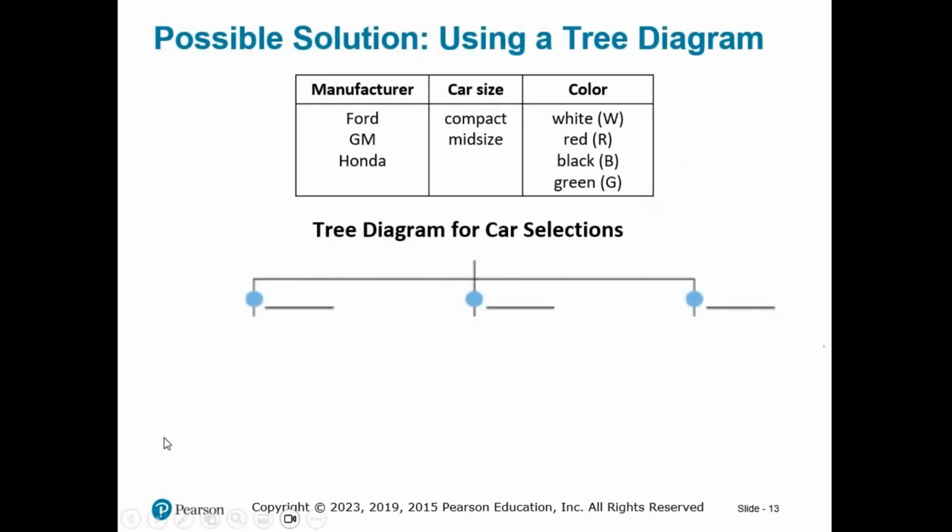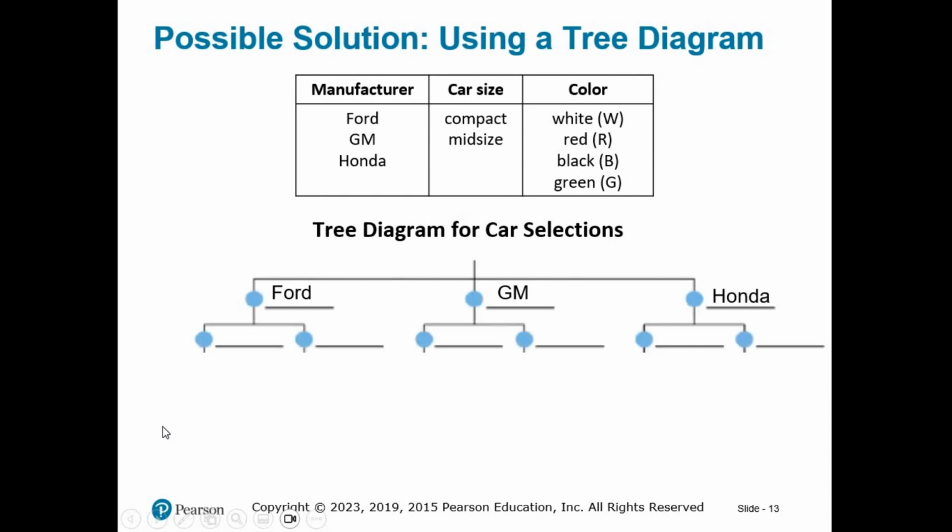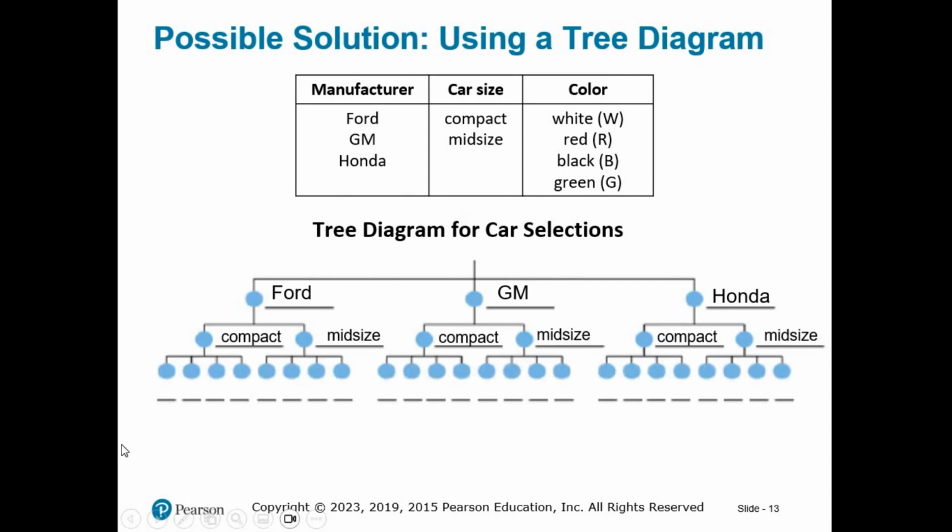Well, you start by picking one of the categories. Let's do manufacturers. So we could choose a Ford, a GM, or a Honda, and then you basically create branches like a tree for all of your possibilities beyond that. We could further narrow down our choice by selecting a compact or mid-size. So we draw smaller branches from each of the manufacturers to those choices. Then from there, the last category of color. You make still smaller branches to denote each of those under the compact and mid-size choices.